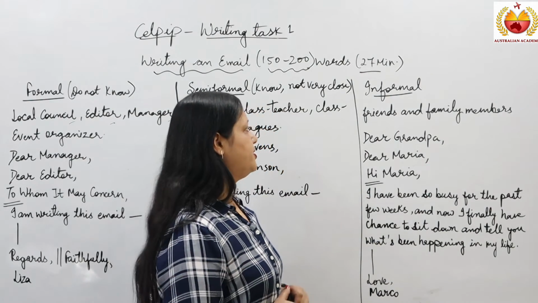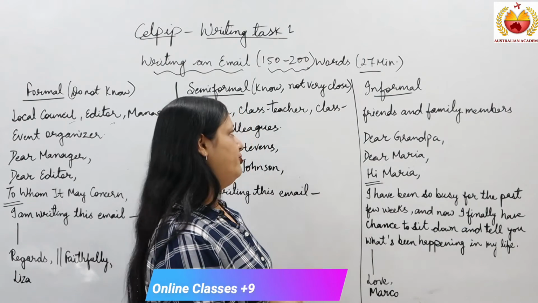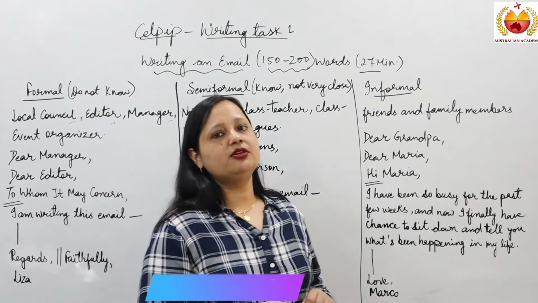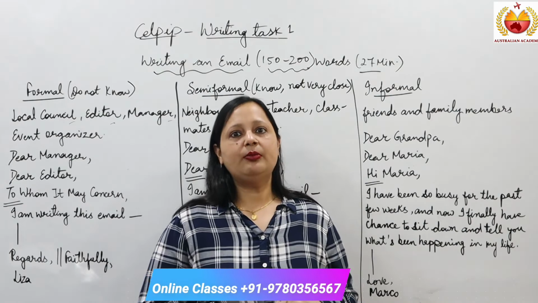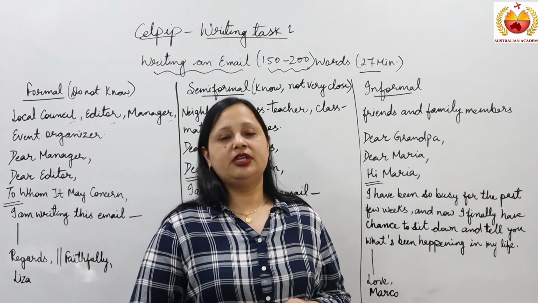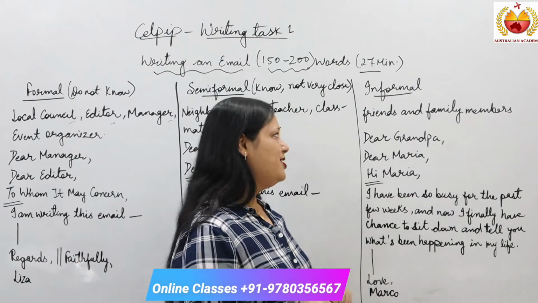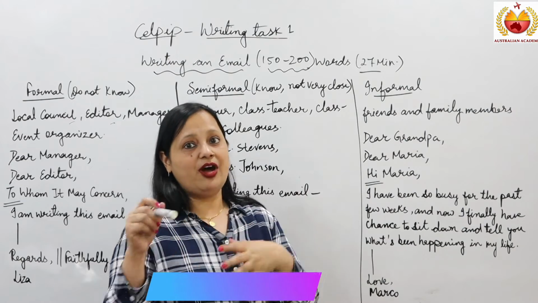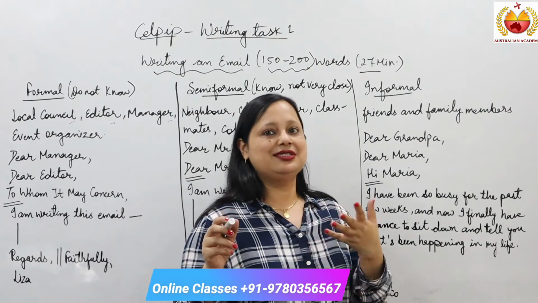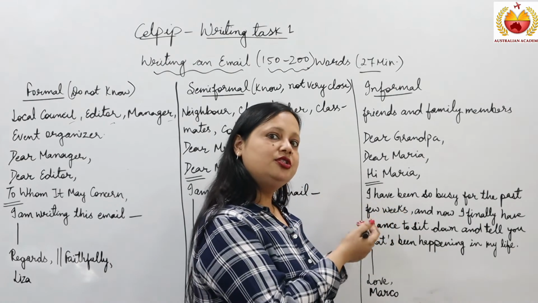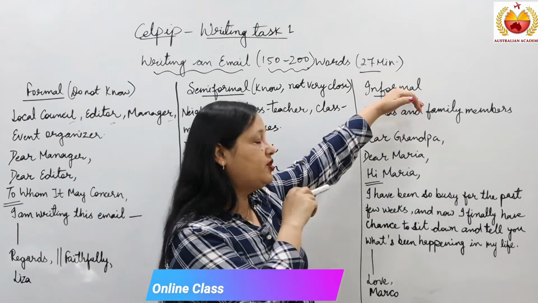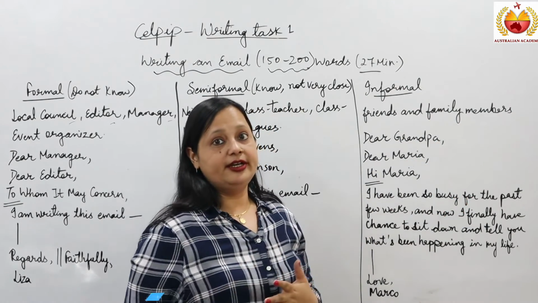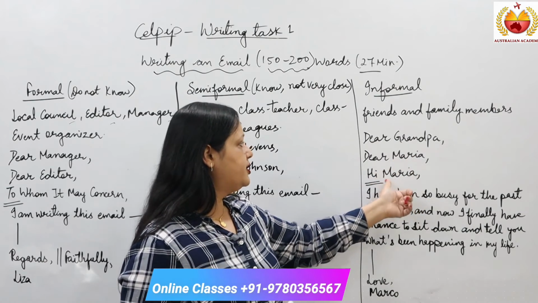Now we talk about the last category of email, that is informal. An informal email is when you are going to write to your friends or family members: your brother, sister, mom, dad, grandpa, grandma, anyone. So how do we start it? We'll start writing dear grandpa. Don't write dear grandfather. You can use slang and these kinds of words when you are writing an informal email. So dear grandpa, dear mom, dear dad, dear Maria, or it can be hi Maria.